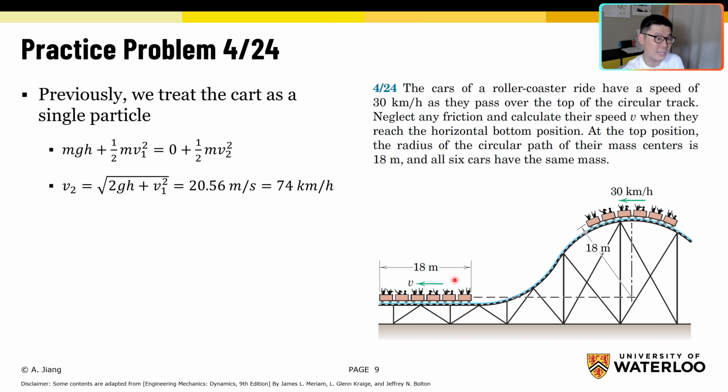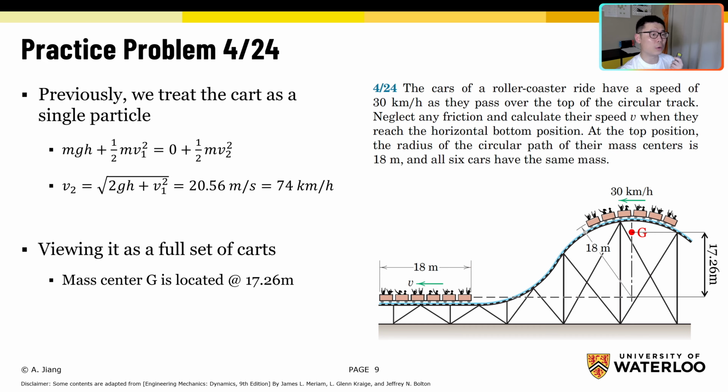Then, according to the energy conservation theory, we have mgh plus 1/2 mv1 squared equals 0 plus 1/2 mv2 squared. If you set your datum right here at the bottom, then we can get the velocity right here is 74 kilometers per hour. This is what we would do traditionally when we're treating this roller coaster as a particle.